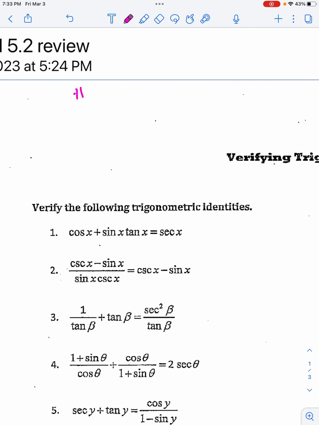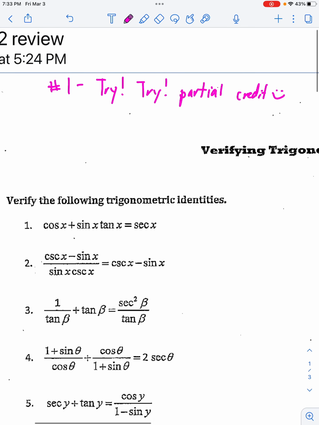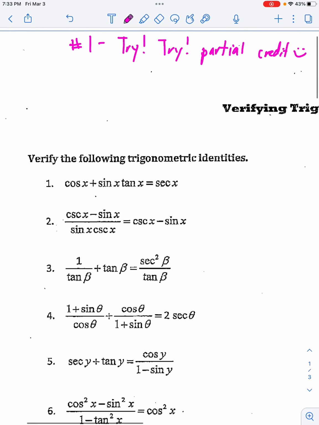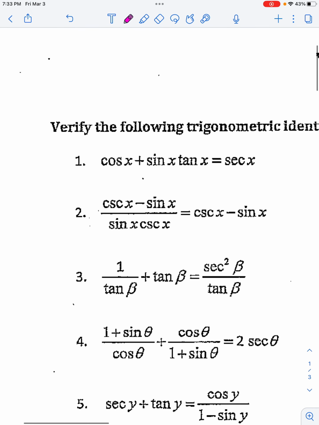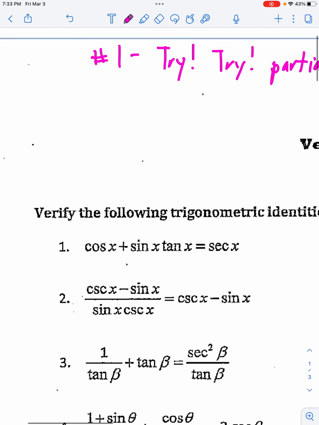Number one tip I have: try. Because partial credit, that saved us on the last test, okay? Partial credit is a good thing, and it can get your grade higher than you might think, okay? So let's dive into this first one, because this first one has an example of something you should look out for.